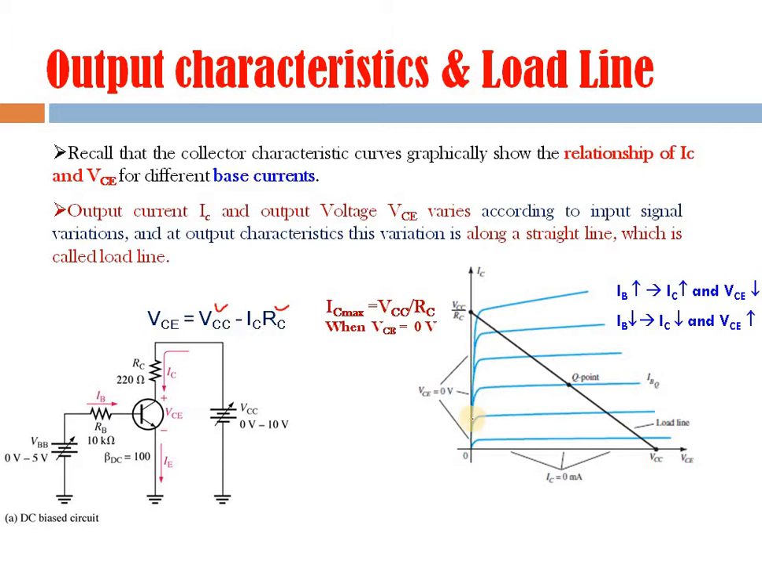We have to put IC equal to 0, because here on this line IC is 0. So if you put IC 0 here, then this factor will be 0, then VCE, that's this output collector emitter voltage, will be equal to VCC, and it is indicated here as VCC. You can see here this is VCC, and here this is VCC by RC.